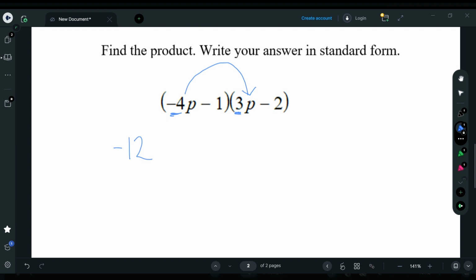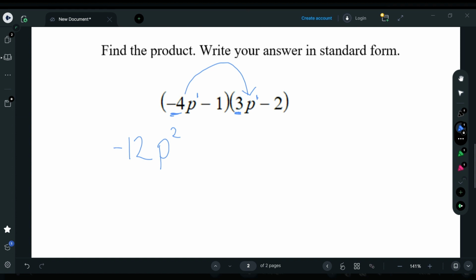Now, if we have variables like we do here, p and a p, if the variable is the same, which it is here, the exponents are going to add. So this is like an invisible exponent of a 1. This is also an invisible exponent of 1. 1 plus 1 is a 2. So what I'm going to get here is variable p, exponent 2. And that's the rule. Coefficients multiply, exponents add. So that was the first distribution.